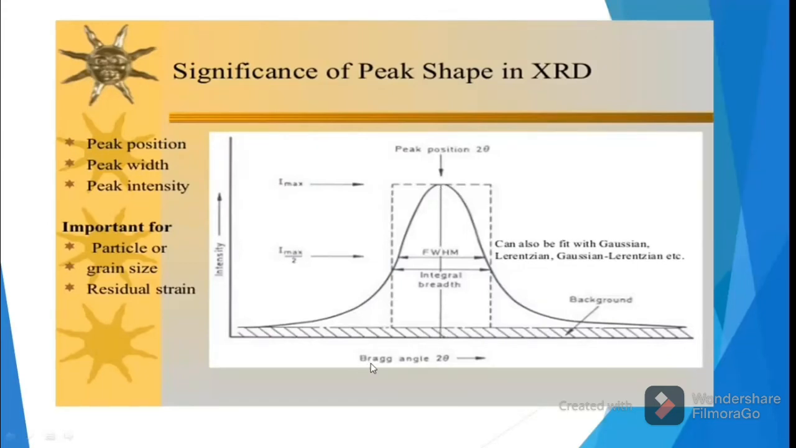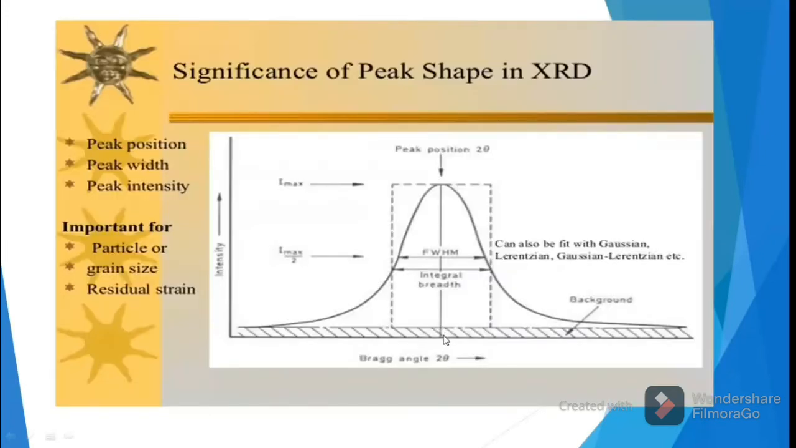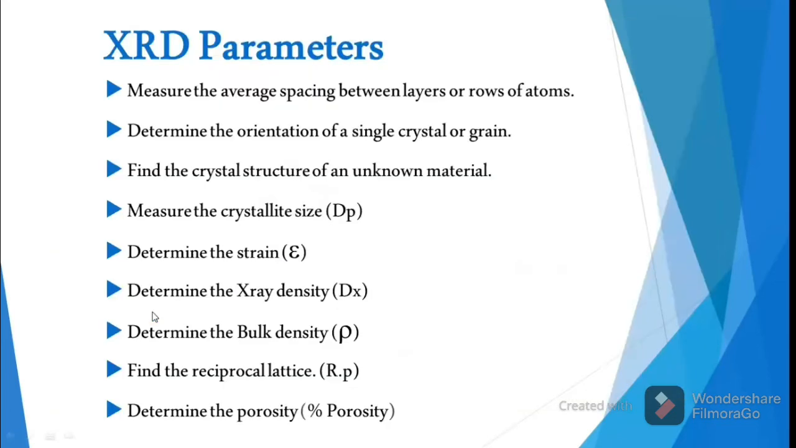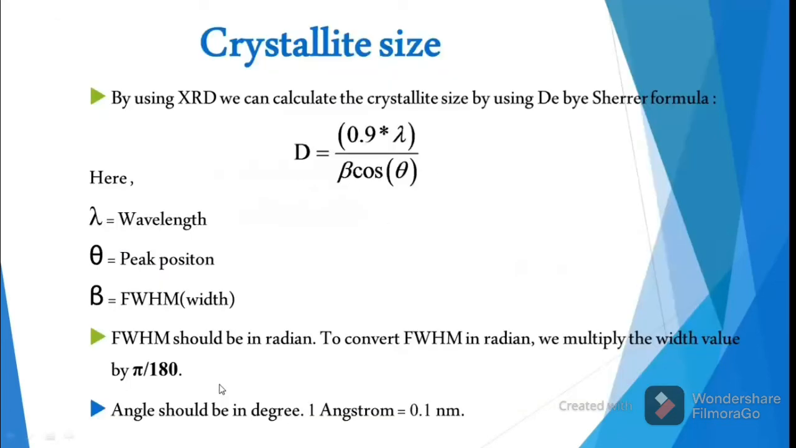If this is the Bragg angle of 2 theta, we can find out the peak position. And we can also find the peak width by getting the full width at half maximum, and also the peak intensity, which contains the amplitude of the peak. This is important for the particle or grain size or the residual strain. So we can calculate all these parameters from this peak. Now we will study these parameters one by one.